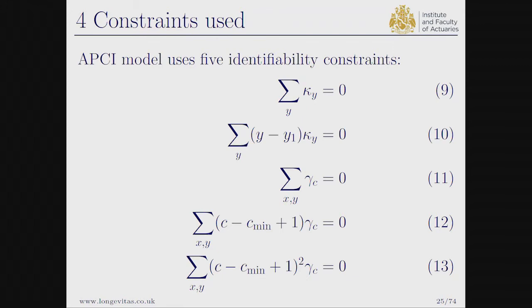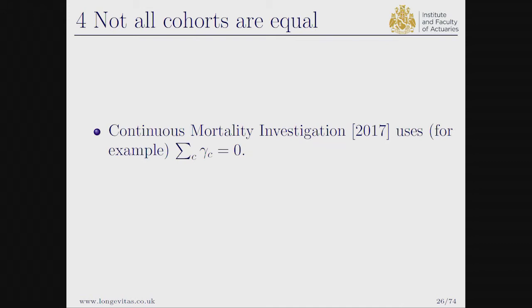It's worth noting that this is one of a number of subtle but important differences between how we fitted the APCI model and how the CMI did it. In the CMI's working paper, they enforced that the sum of the cohort terms should just be zero.